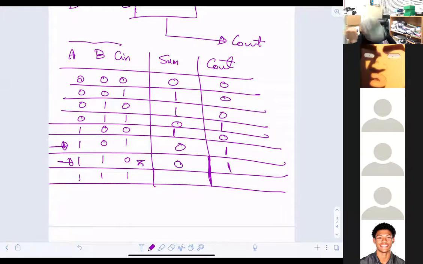Okay, Gloria, what is this one? Gloria. Yeah, I hear you now. Tell me. Okay, sorry. Sum is 1, carry out is 1. Okay, perfect. So now we did the most important part of this question. We built a truth table, right?